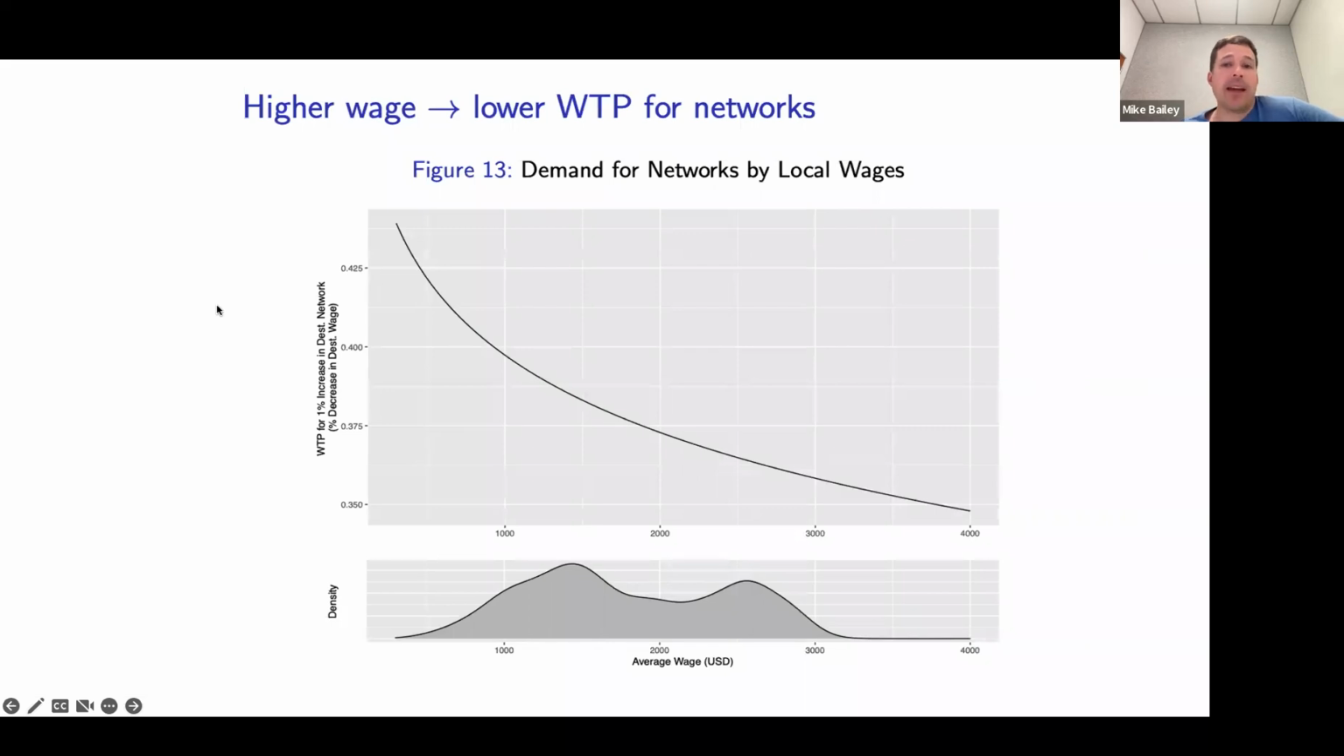The willingness to pay for a friend decreases with your local wage. So if you live in a very low wage area, the willingness to pay for a friend is much higher than if you live in a high wage area, meaning that if you're poor, you tend to have a very high preference to migrate to somewhere where you have a lot more friends. This could be explained by needing a social insurance network, or by the rich not needing that and maybe caring more about job characteristics. But there is heterogeneity in how much your friends impact your migration choice.